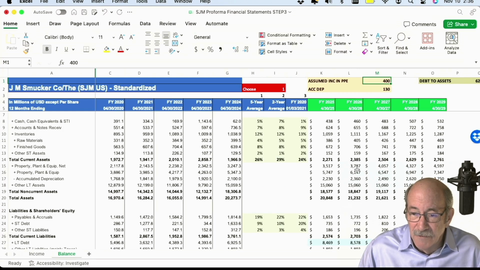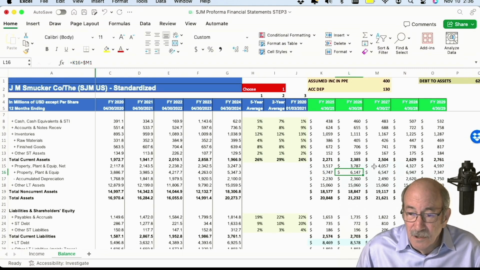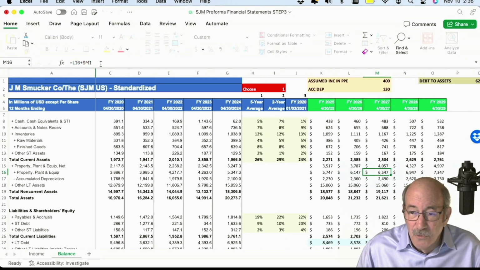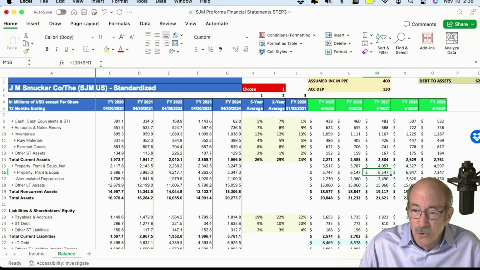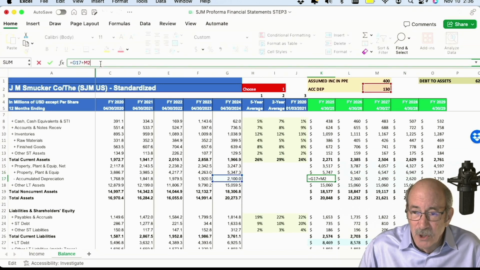And here I reference that in all these cells. Notice that this one over here also references that. So what I've done here is I'm increasing my gross PPE by 400 million every year, and then I'm also increasing my accumulated depreciation by 130 every year.